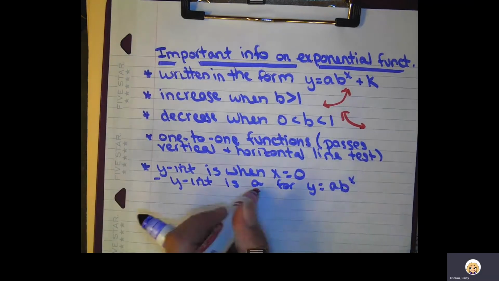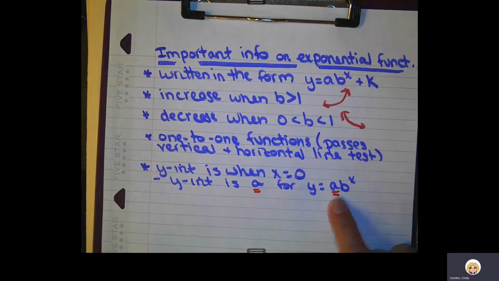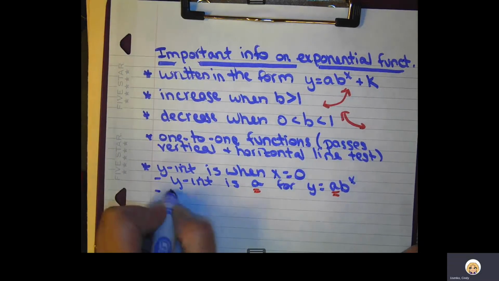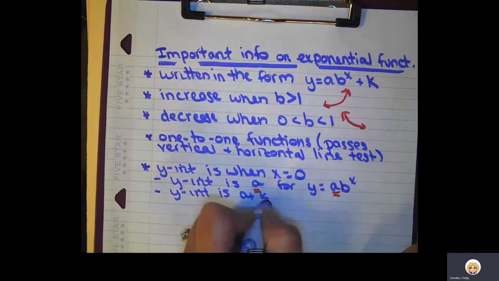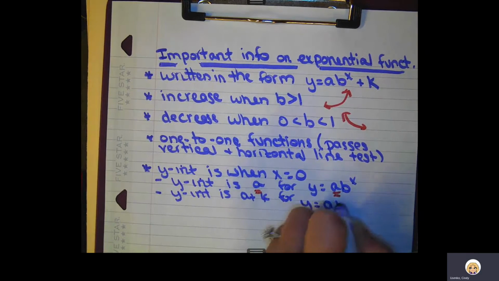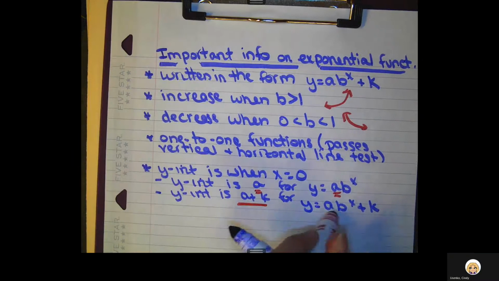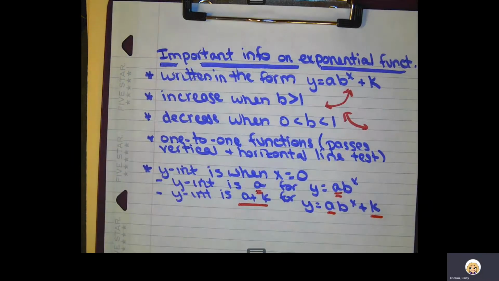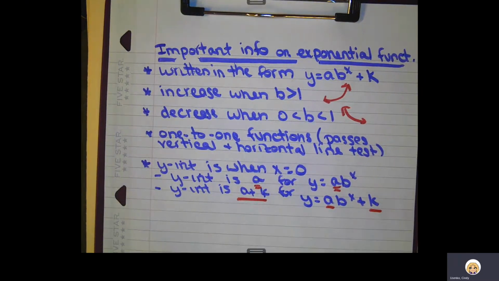So this is our a value. When you have this equation, that first number in front of your exponent, your power, is your y-intercept. Your y-intercept is a plus k for if you have y equals a b to the x plus k. And I'm just going to underline these. You're going to notice on an example we're going to do in a second, we're going to have the y-intercept as adding instead of just the number in the front.